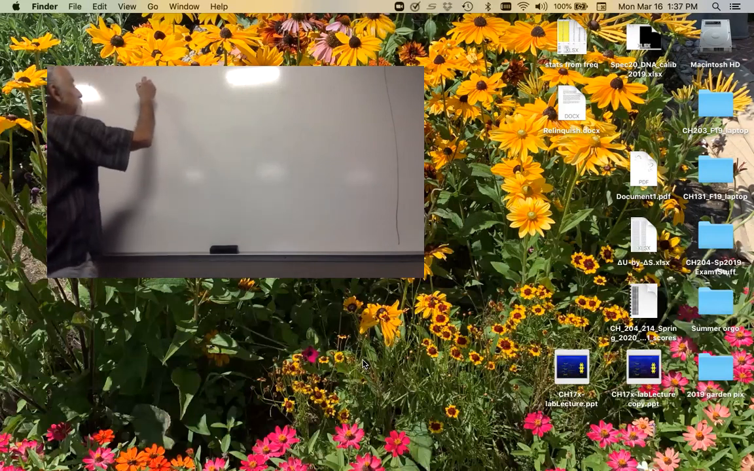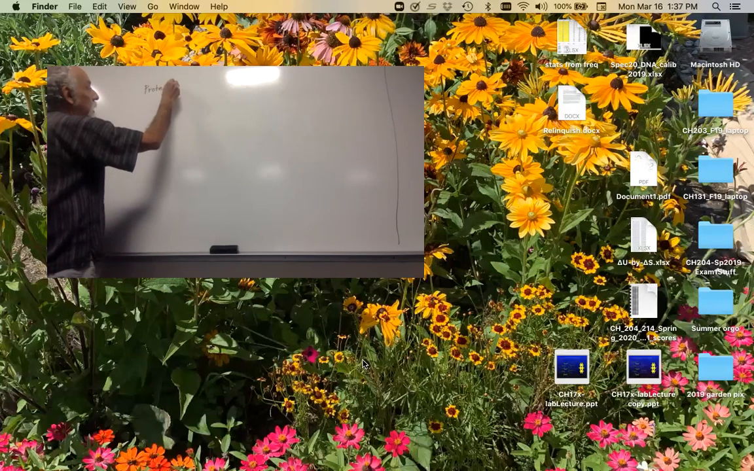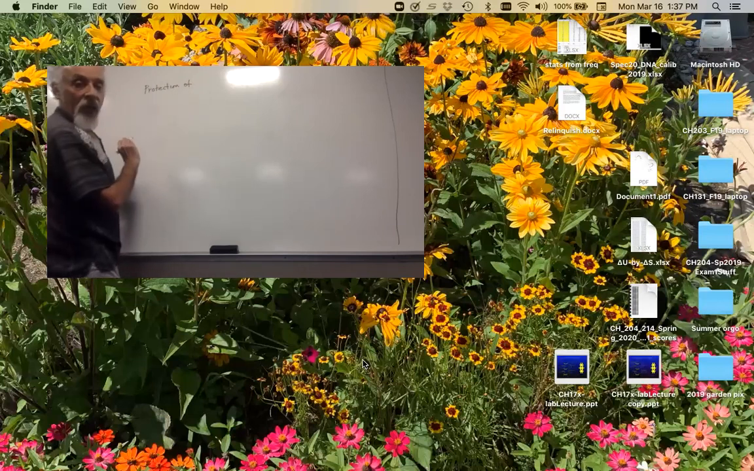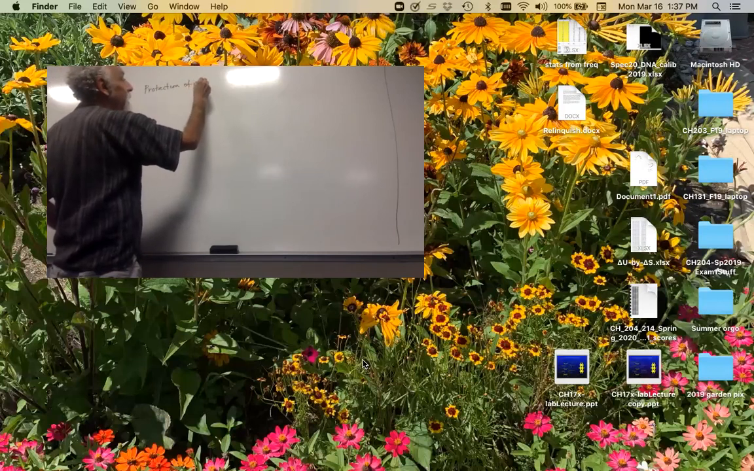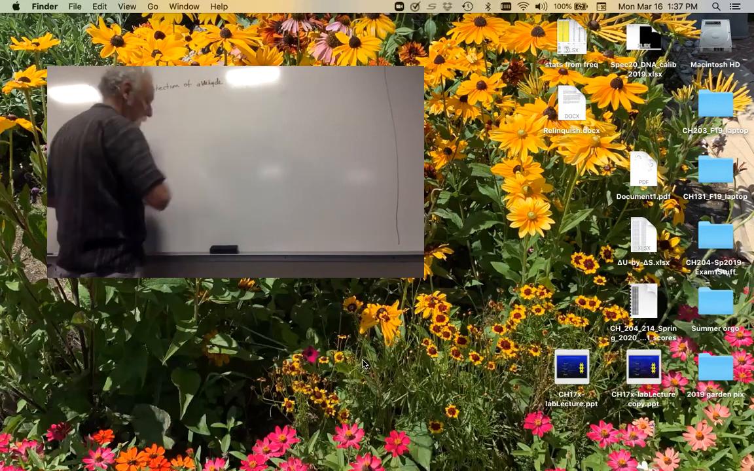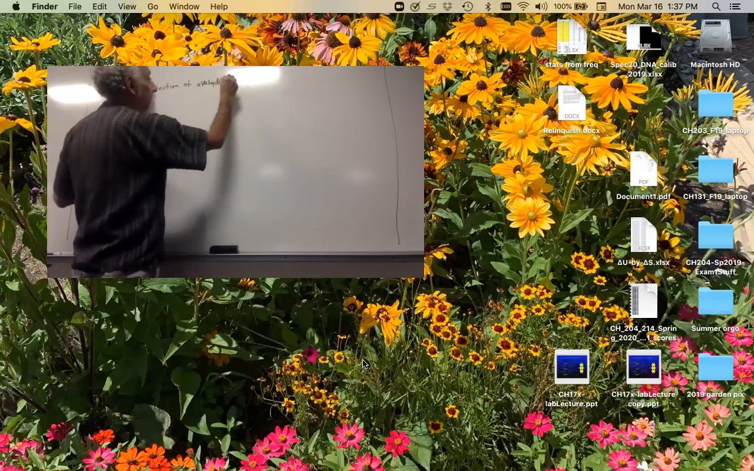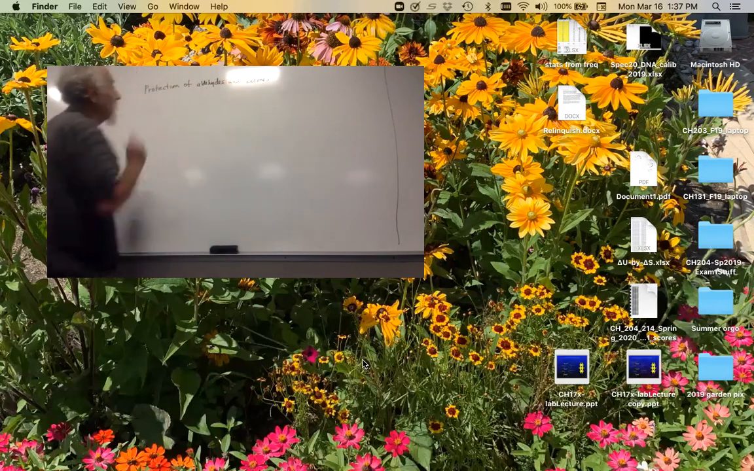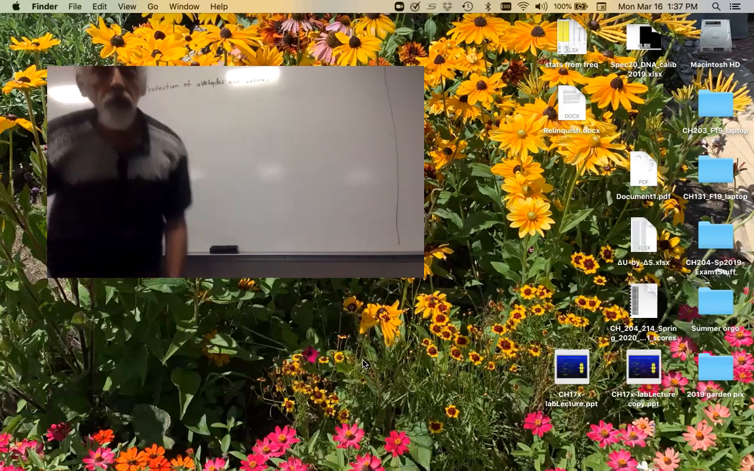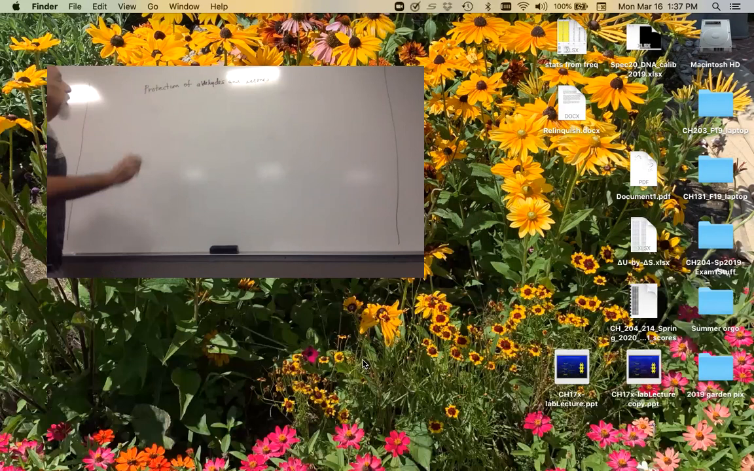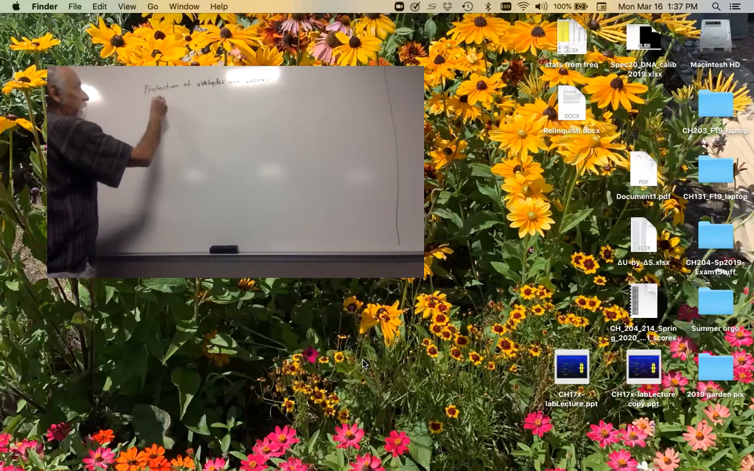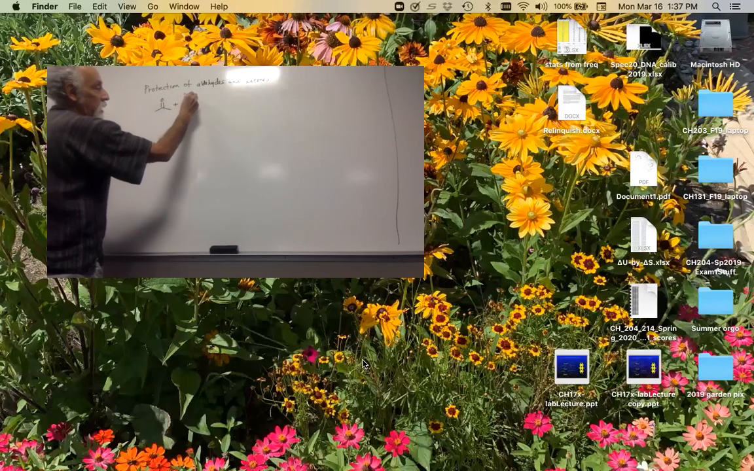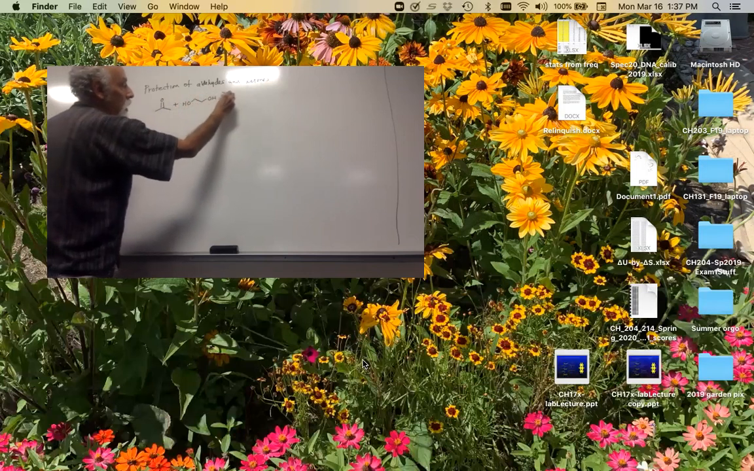Okay, so protection of aldehydes or ketones. All right, the most popular protecting group for the aldehyde or the ketone is this thing called ethylene glycol.